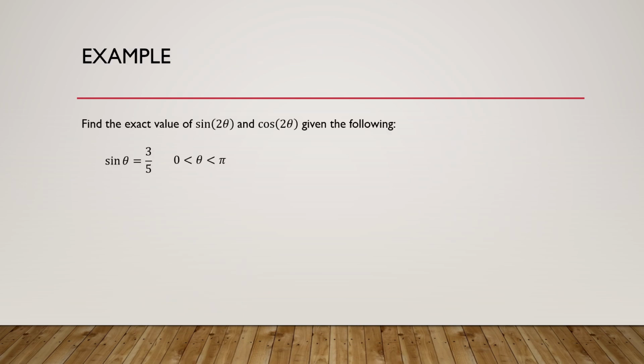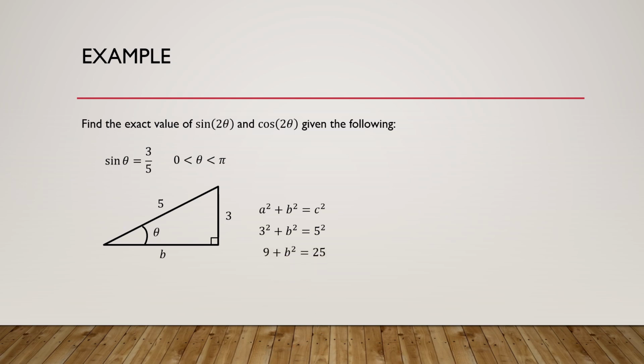As an example, let's use the double angle formulas to arrive at the exact value of sine 2 theta and cosine 2 theta, given sine theta equals 3 over 5, for theta between 0 and pi. For this, we construct a right triangle, designating one of the non-right angles as theta. Since sine theta equals 3 over 5, then the opposite side must be 3 and the hypotenuse 5. Using the Pythagorean theorem, we can solve for the third side, b. 3 squared plus b squared equals 5 squared, 9 plus b squared equals 25, b squared equals 16, and so b equals 4.